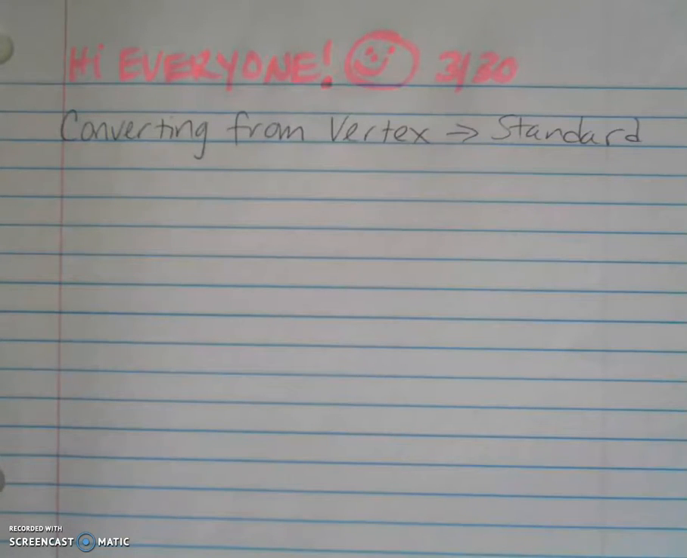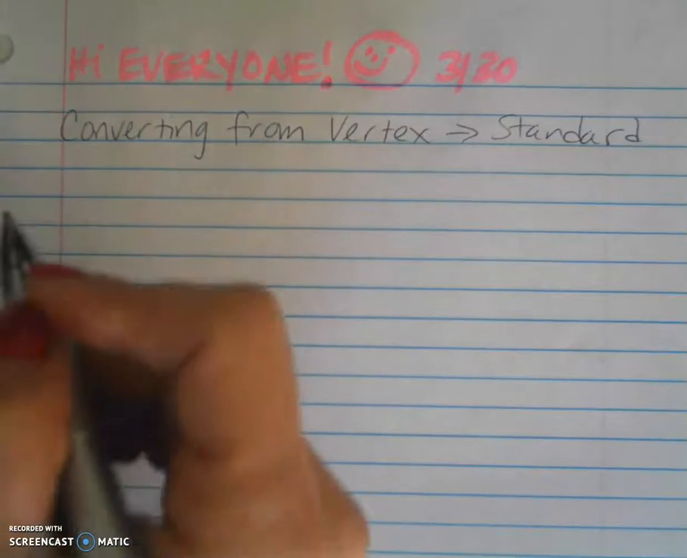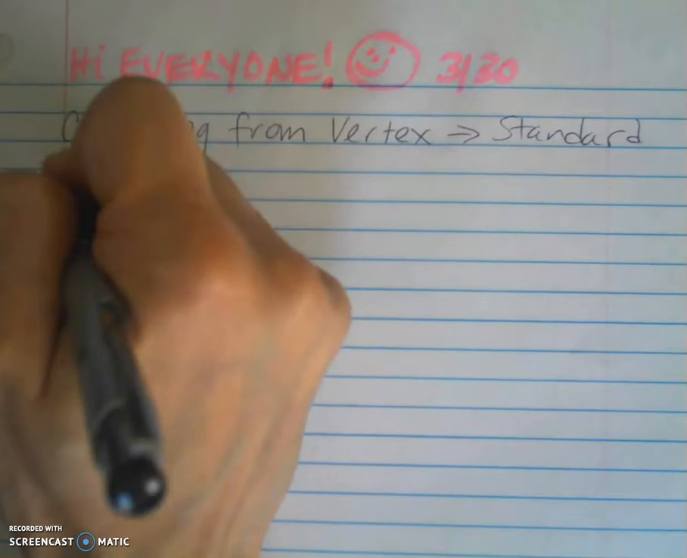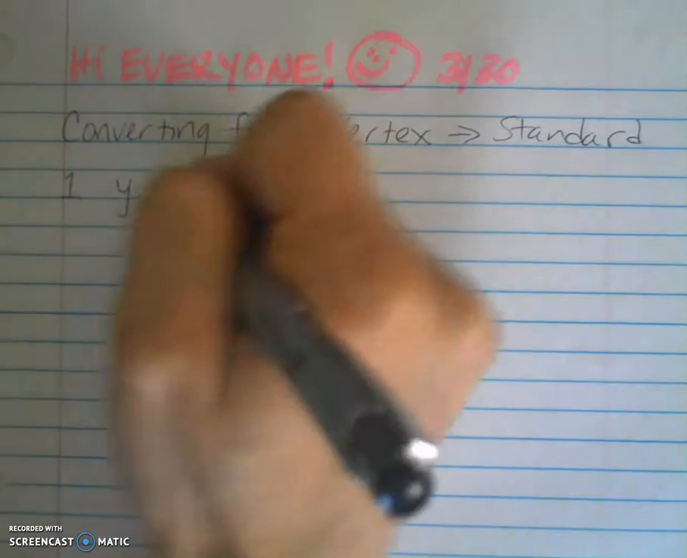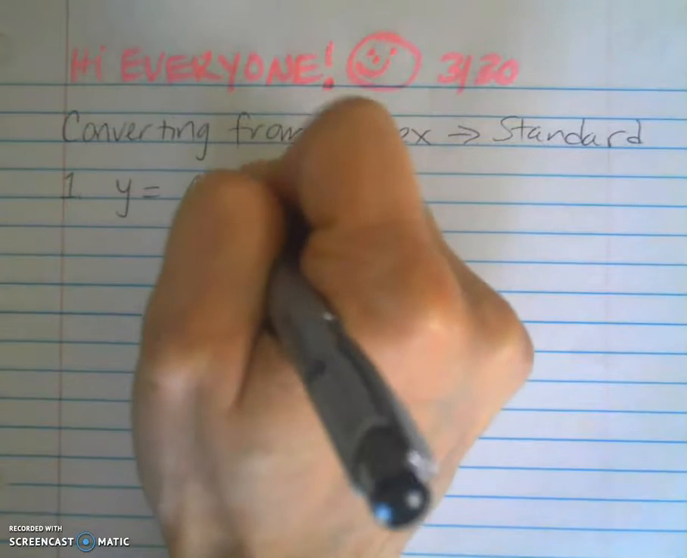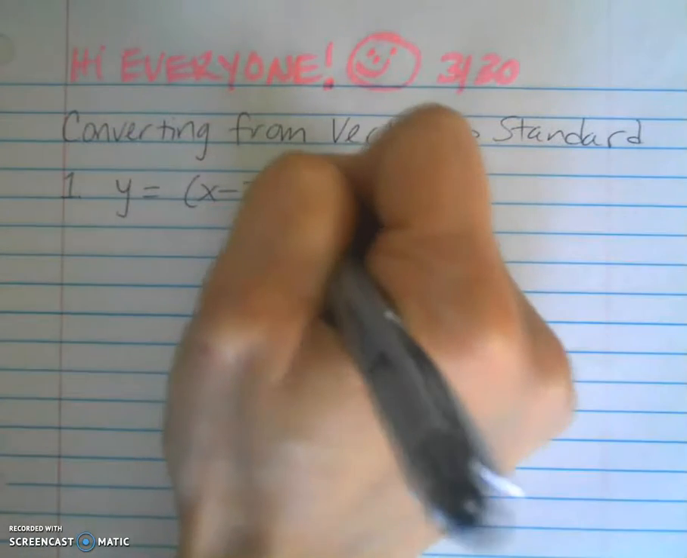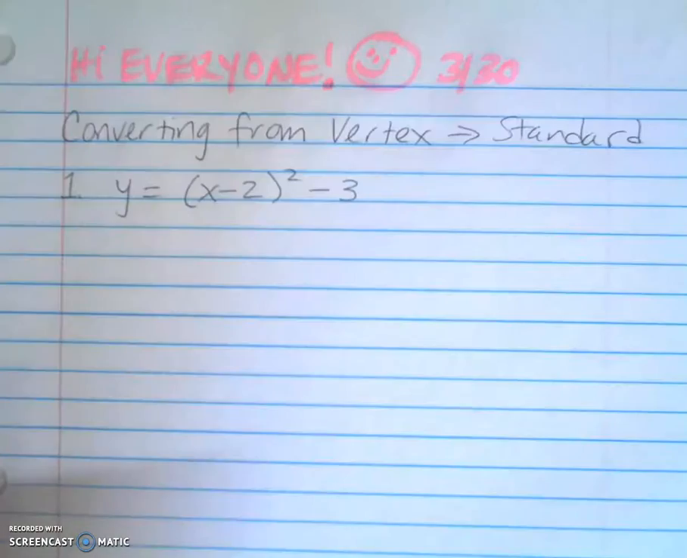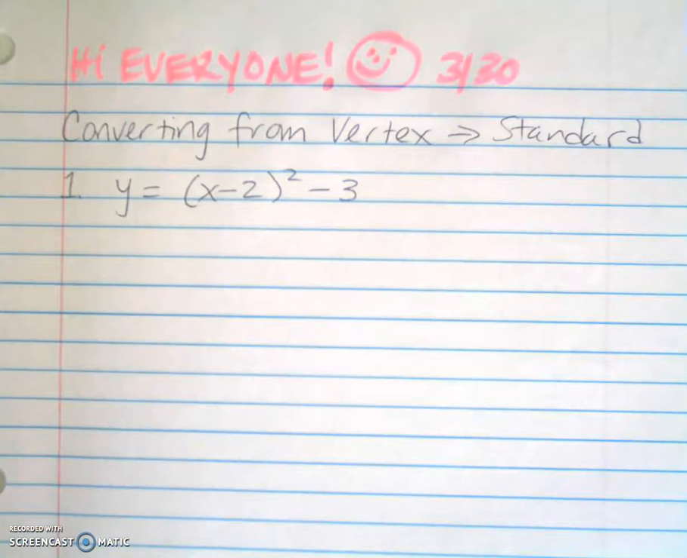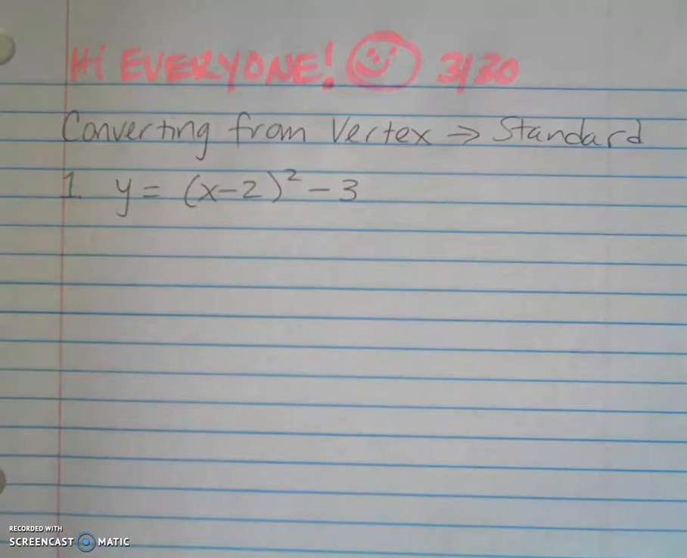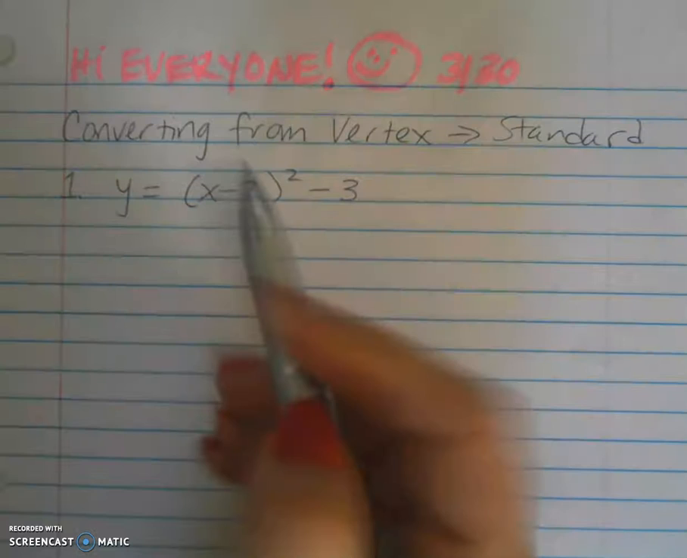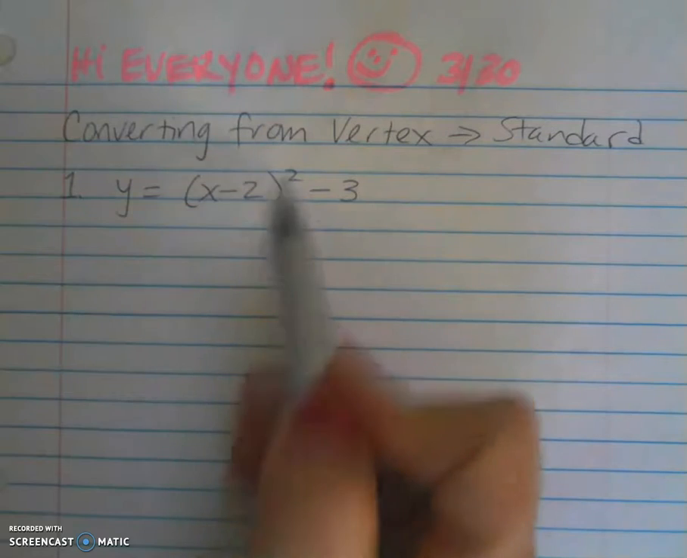Alright everybody, so let's start off with an example of Vertex form. y equals (x minus 2) squared minus 3. So our first step to convert to standard form is just to expand this squared.